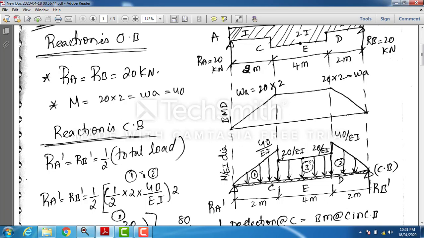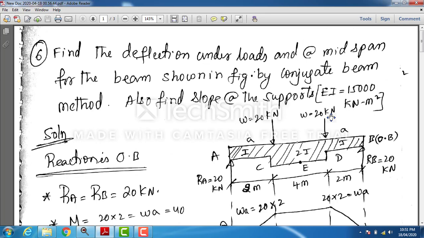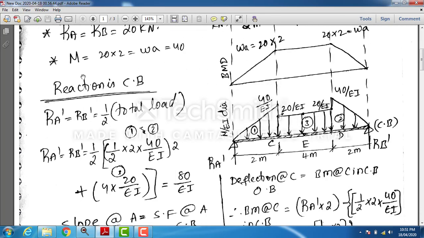Let us put this diagram as a load on an imaginary beam. Then this beam will become our conjugate beam. In this conjugate beam, let us find the reactions. Here we have two support reactions, RA dash and RB dash, which will be equal to the total load divided by 2. Since the loading is symmetrical, up to AC the load belongs to RA dash, and from B to E the load belongs to RB dash. So it is the total load divided by 2 in simple words.